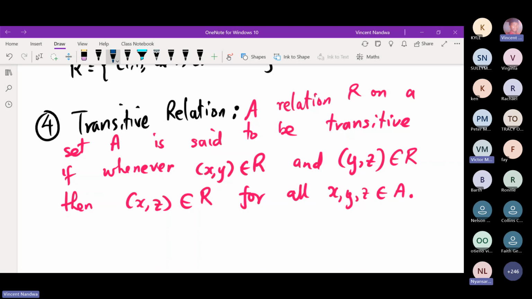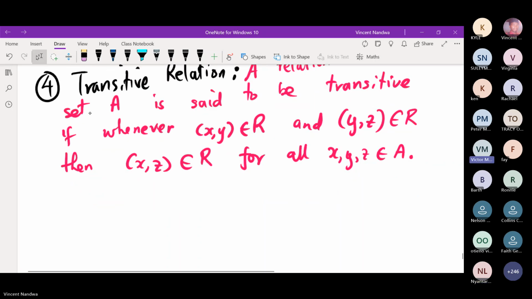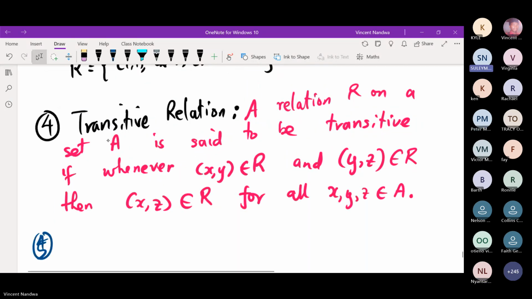Before I give an example there, let me also give another definition. Is that (Y, Z)? Yes. This first one is (X, Y) in R. Next one is (Y, Z) in R. And then this (X, Z), for all X, Y, Z in A. I don't know if I've responded to your question.